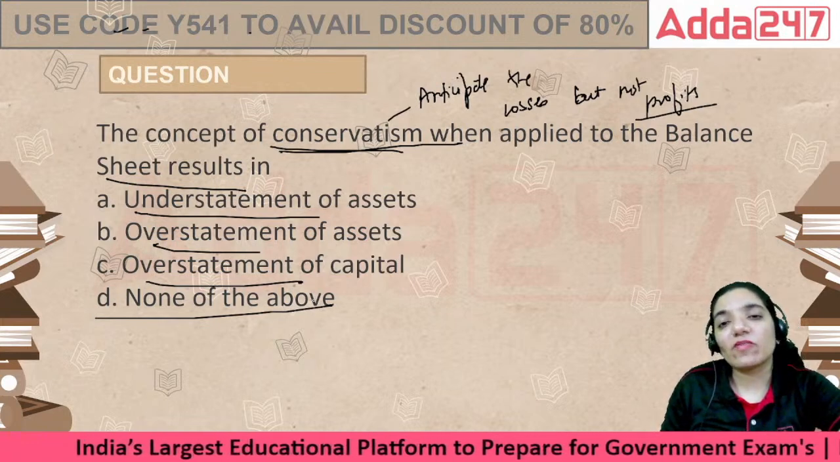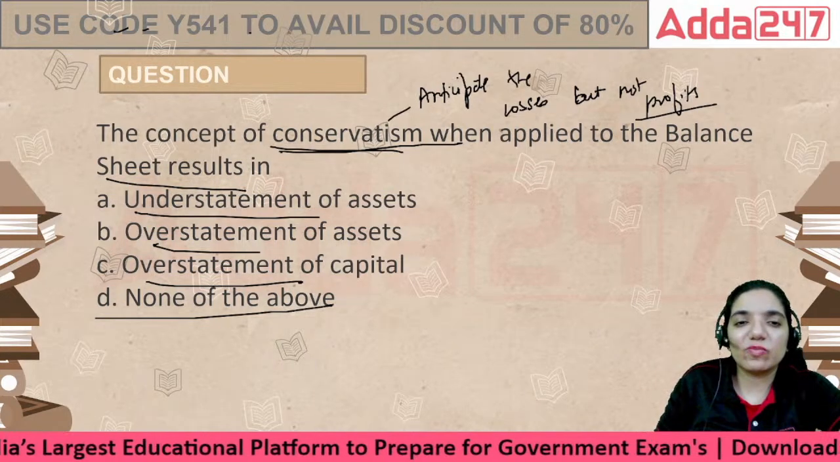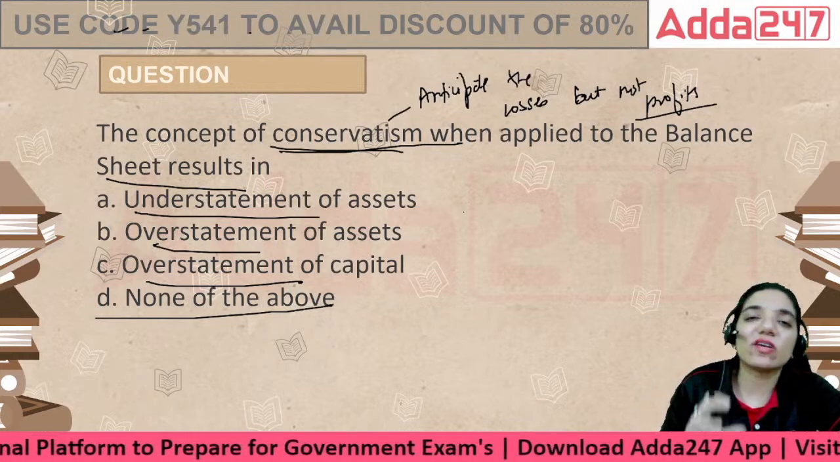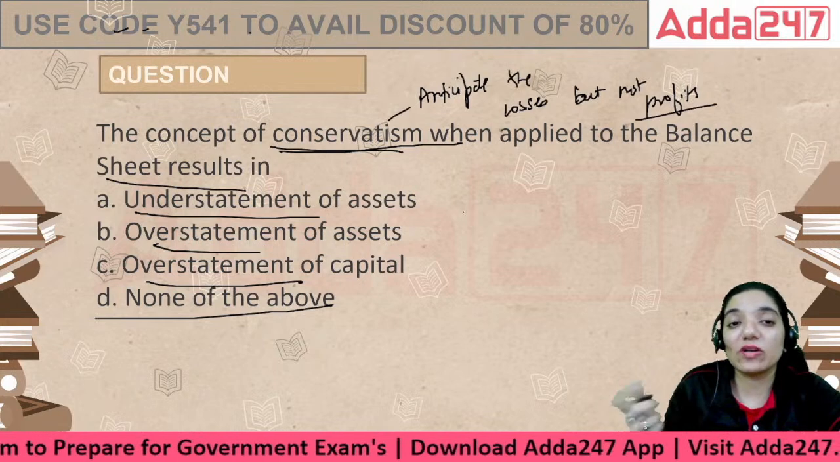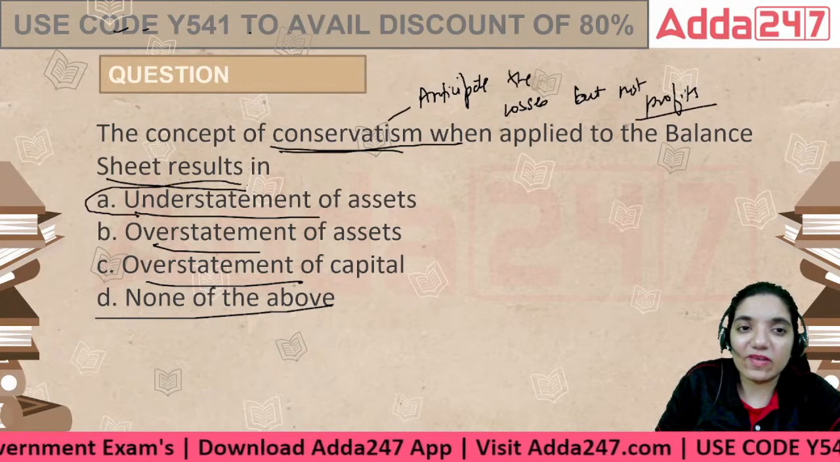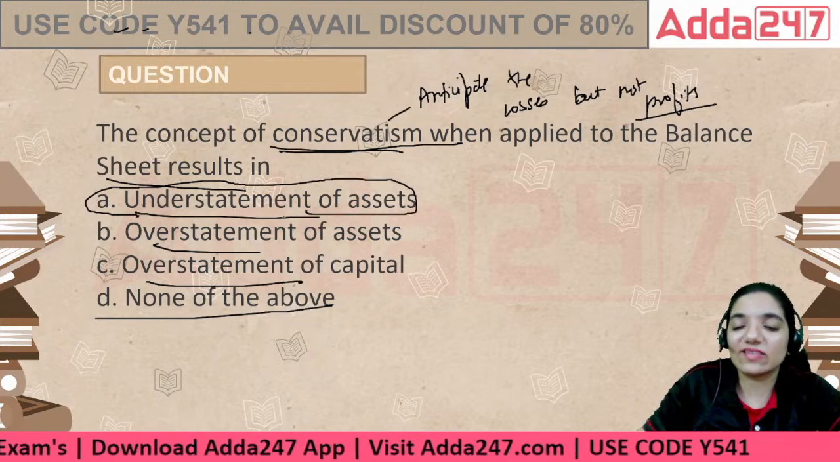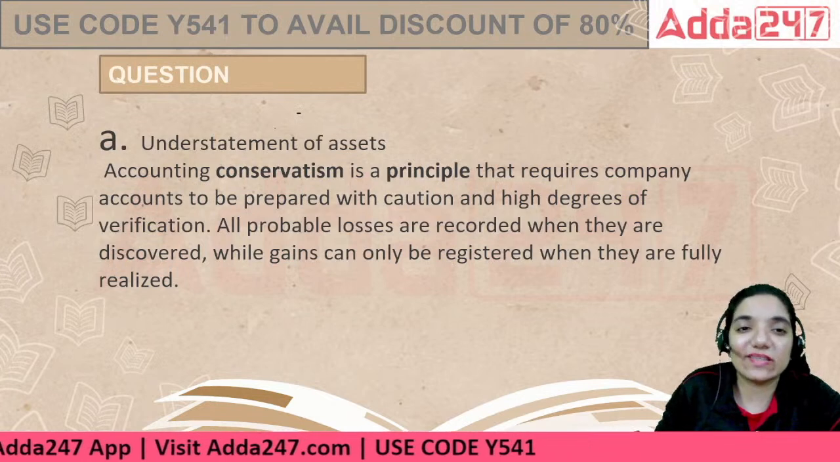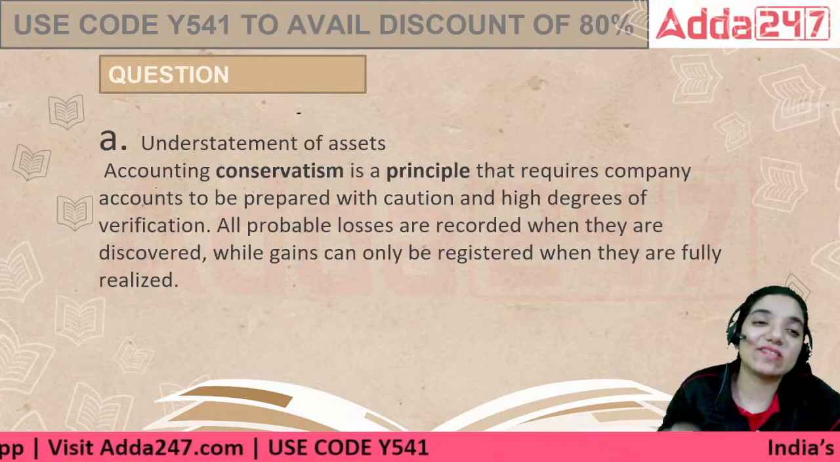In terms of the concept of conservatism when applied to the business, it is treated as anticipating the losses but not profits. That means we are not recording our assets as per their correct value. That means there is an understatement of assets. We will not record the assets at their true value, but at a lesser value, because we are trying to anticipate the losses.